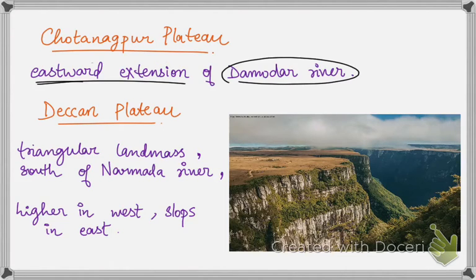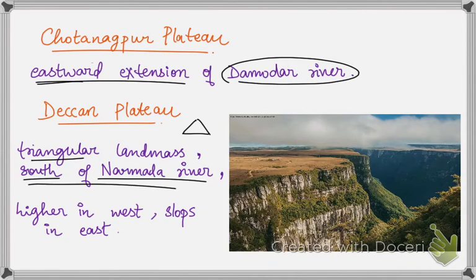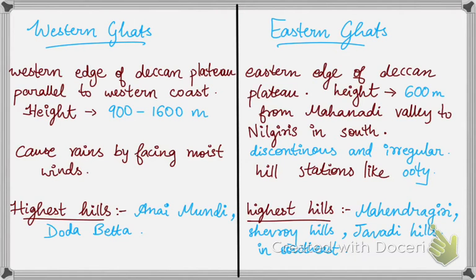Now the most important is the Deccan Plateau. It is a triangular landmass, a tableland triangular in shape, and this lies towards the south of Narmada. Malwa Plateau was towards the north of Narmada, and this Deccan Plateau is towards the south of Narmada. It is higher in the west and it slopes down gently in the east. Now here we have two important ghats, Western Ghats and the Eastern Ghats. The edge of the Deccan Plateau on the western side are the Western Ghats, which are parallel to the western coast, about which we'll study.